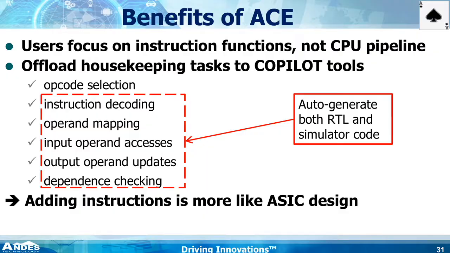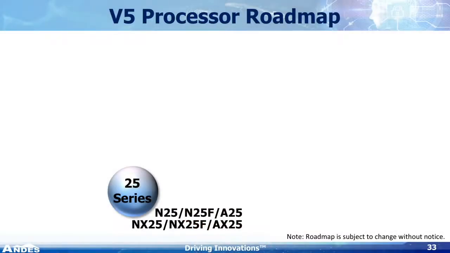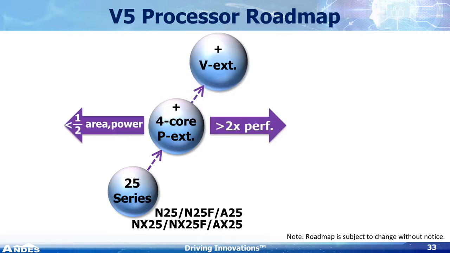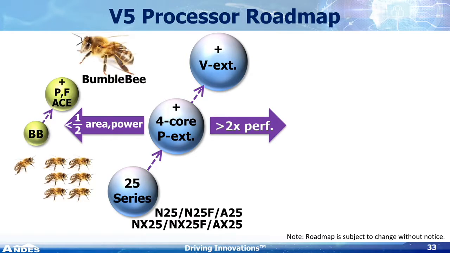For the concluding remarks, first I want to talk a little bit about our processor roadmap. Right now we have the 25 series processor, and we are continuing to develop the P extension, the DSP extension, and also cache coherency multi-core up to 4 cores. Then after that, we're going to enhance it with the vector extension. This is a 5-stage pipeline. We're going to go up to 2x performance with the new family, and also go down to half of the area and power, and more like 1/3 of that.